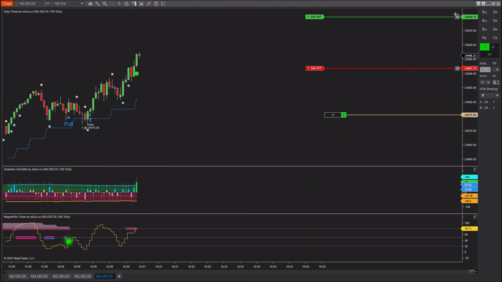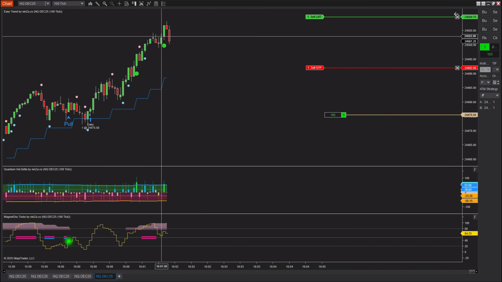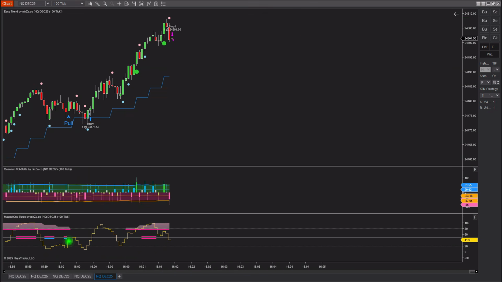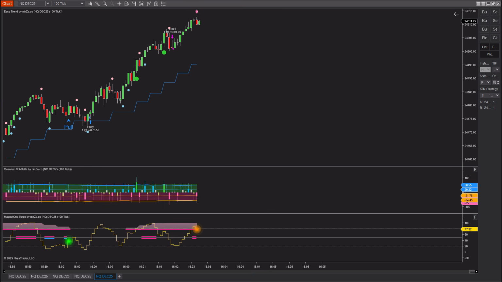So, we've now gone through just about everything about quantum vol delta and how to combine it into a powerful trading strategy. I truly hope today's session has been valuable for you, and that it helps you trade with more clarity and confidence moving forward.